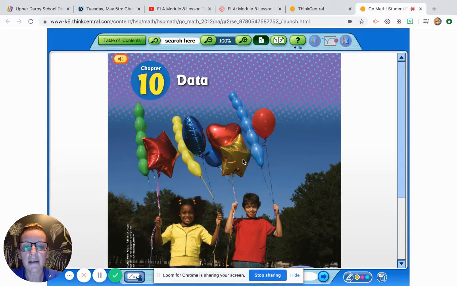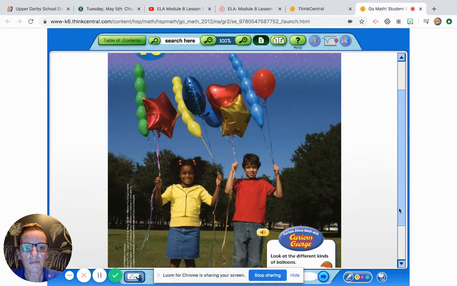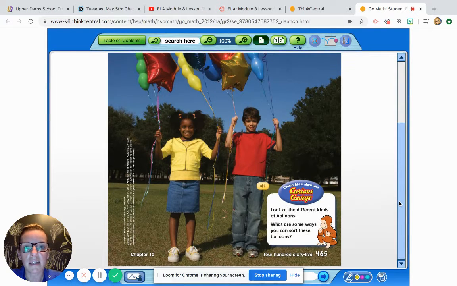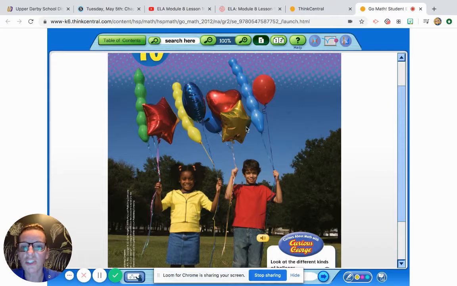Chapter 10 is data. At the bottom of this page, you can see Curious George is asking the question, what are some ways you can sort these balloons? If I asked you to sort the balloons, you could make a chart or write tally marks by color. You can organize them by shape. You can organize them by size. If we did color, let's count together. How many green balloons do we have? We would write the word green and put one tally mark next to the green because there's one green balloon.